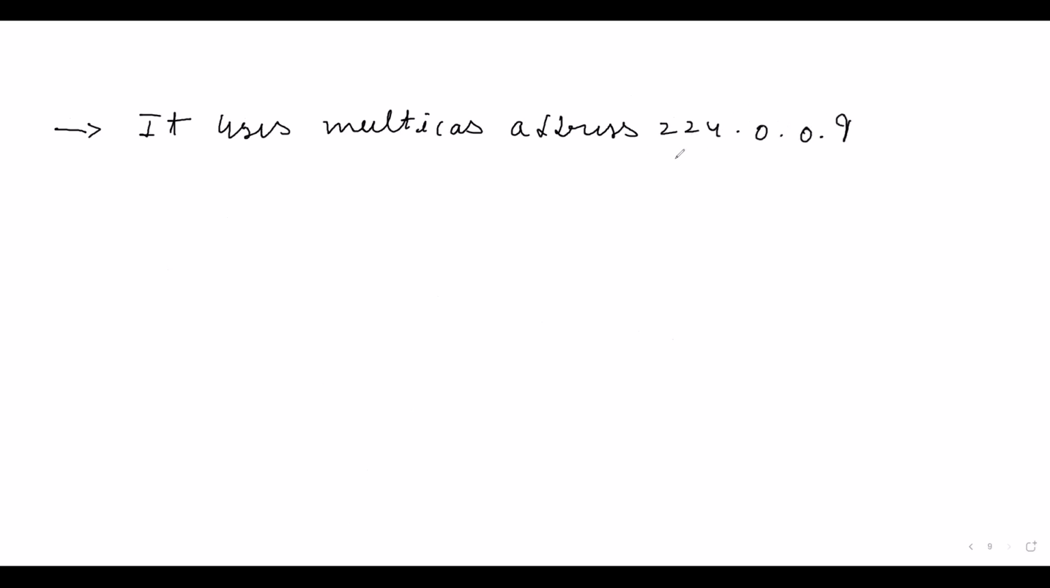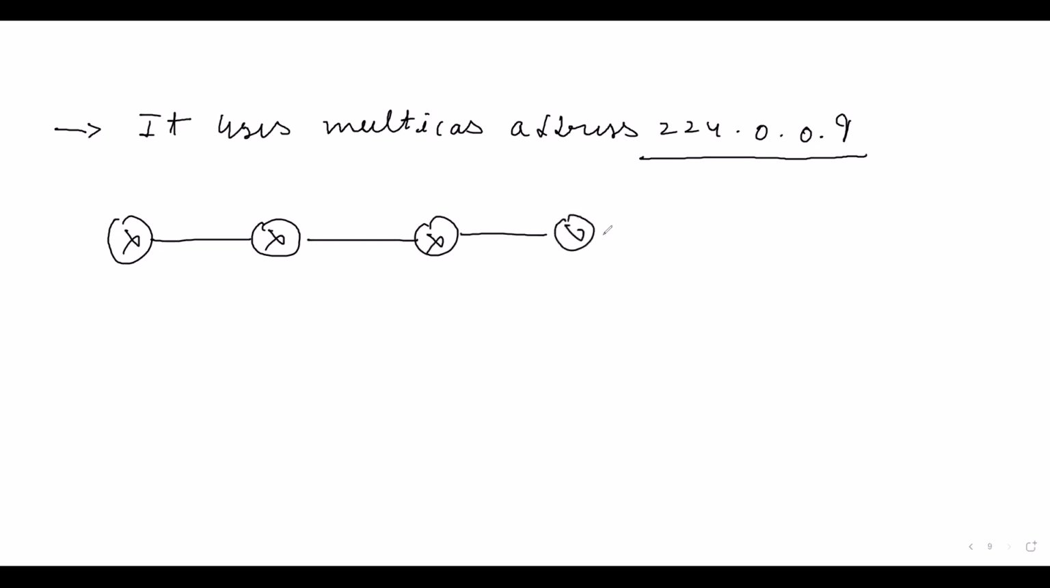224.0.0.9. So if we have multiple routers using the RIP protocol, RIP, RIP, RIP, RIP, they will communicate according to this address. They will communicate in this address.